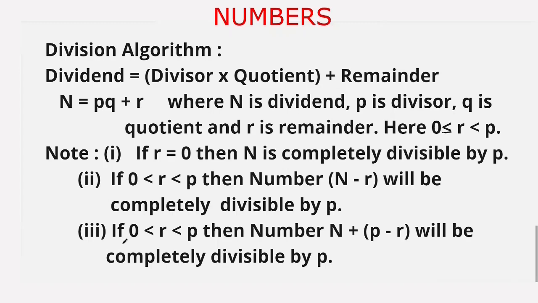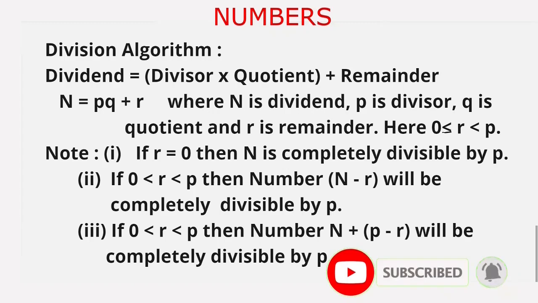Third, if 0 is less than r, which is less than p, then n plus p minus r will be completely divisible by p. If there is some remainder r, then if we add the divisor to the dividend and subtract the remainder from it, the number so obtained will be completely divisible by the divisor.